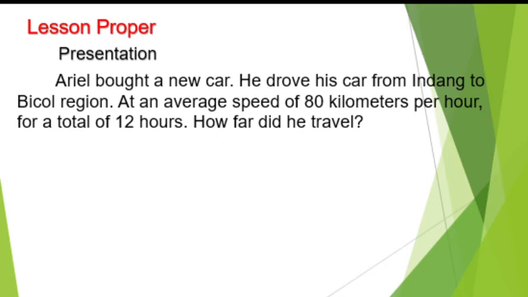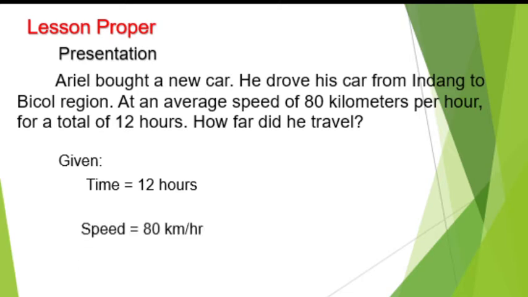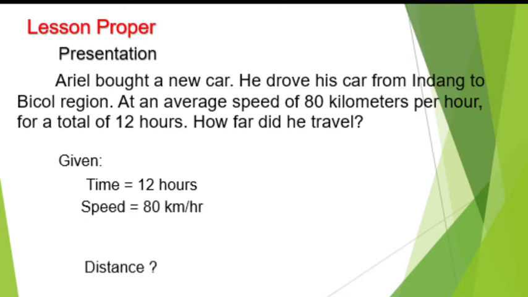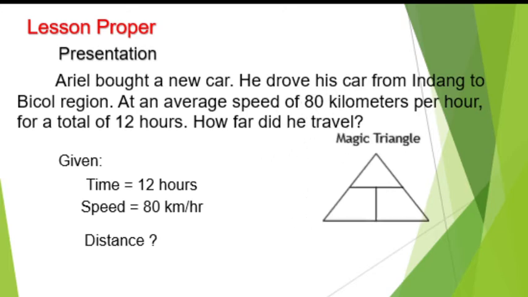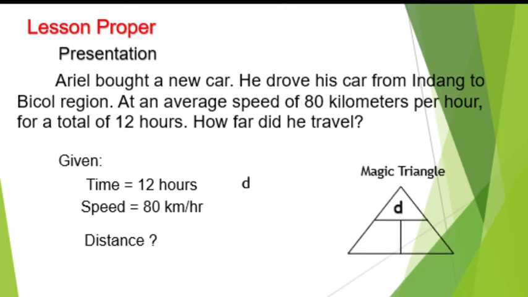So let's give the given. Time is equals to 12 hours, speed is equals to 80 kilometers, and the distance is unknown. Let us use the magic triangle wherein D is equals to speed multiplied by time, or D is equals to ST. If the speed is unknown, S is equals to distance divided by time. If the time is unknown, time is equals to distance divided by the speed.